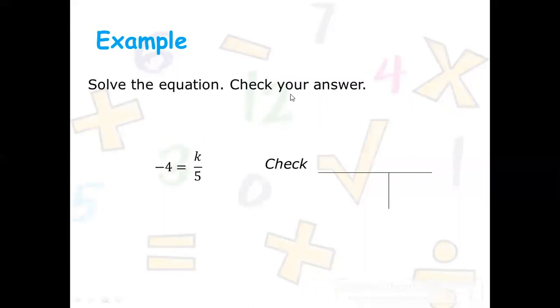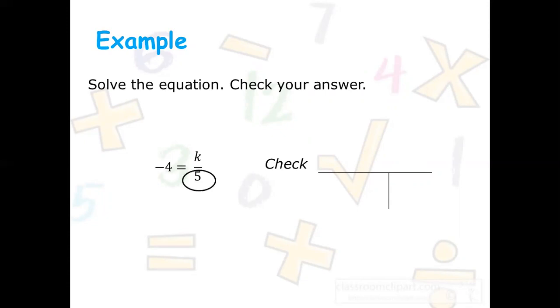Okay, let's see how we can solve this equation. We have to solve as well as we're going to check. So this equation says -4 equals k divided by 5. Now we have to find the value of k, which means we have to keep k alone. So to keep k alone, we are going to do the opposite of what's being done here. So k divided by 5. So what's the opposite of divide? You can repeat this question, or you can read the question for yourself. K divided by 5. So the opposite of divide is multiply.